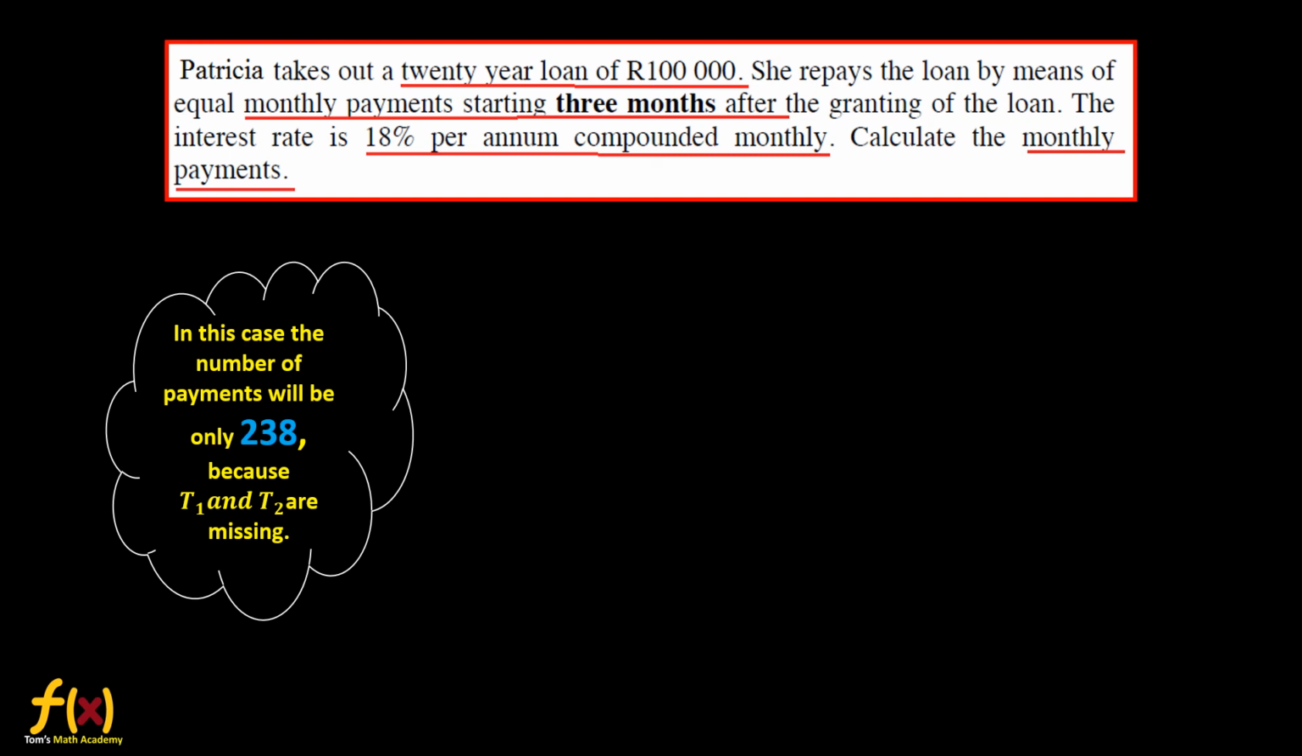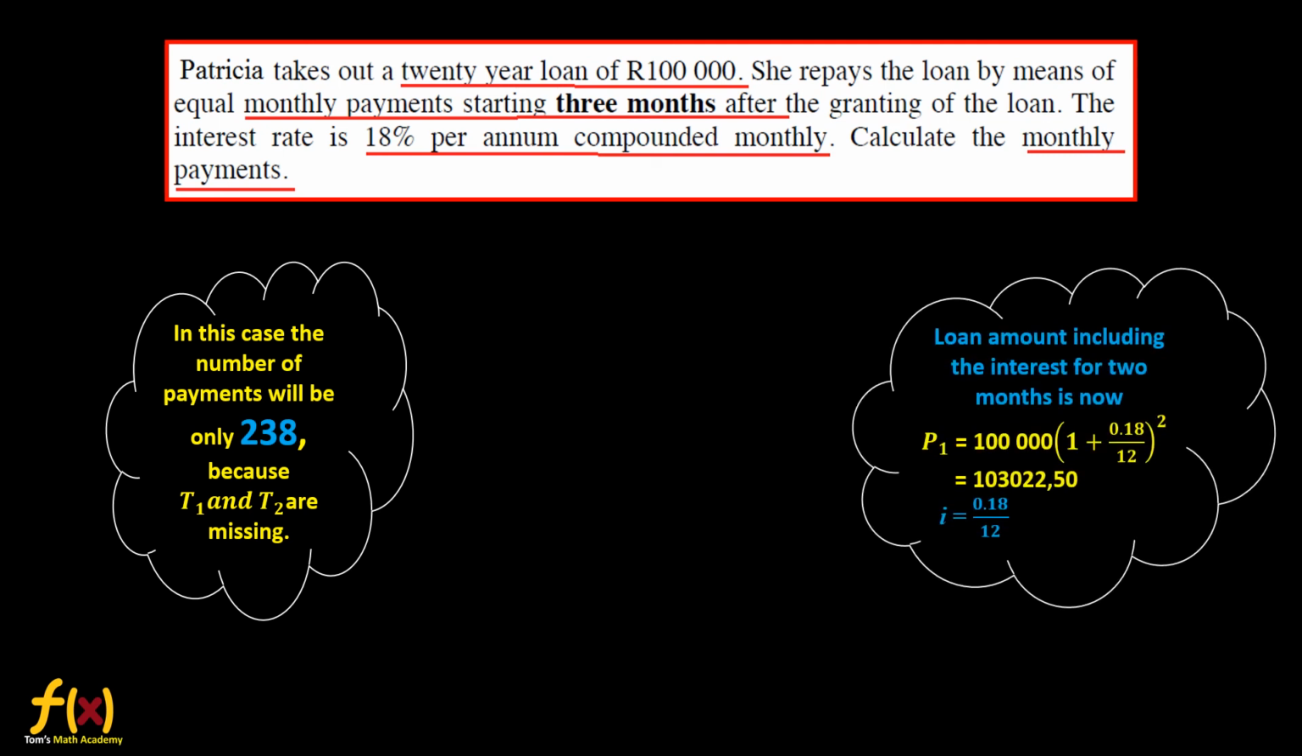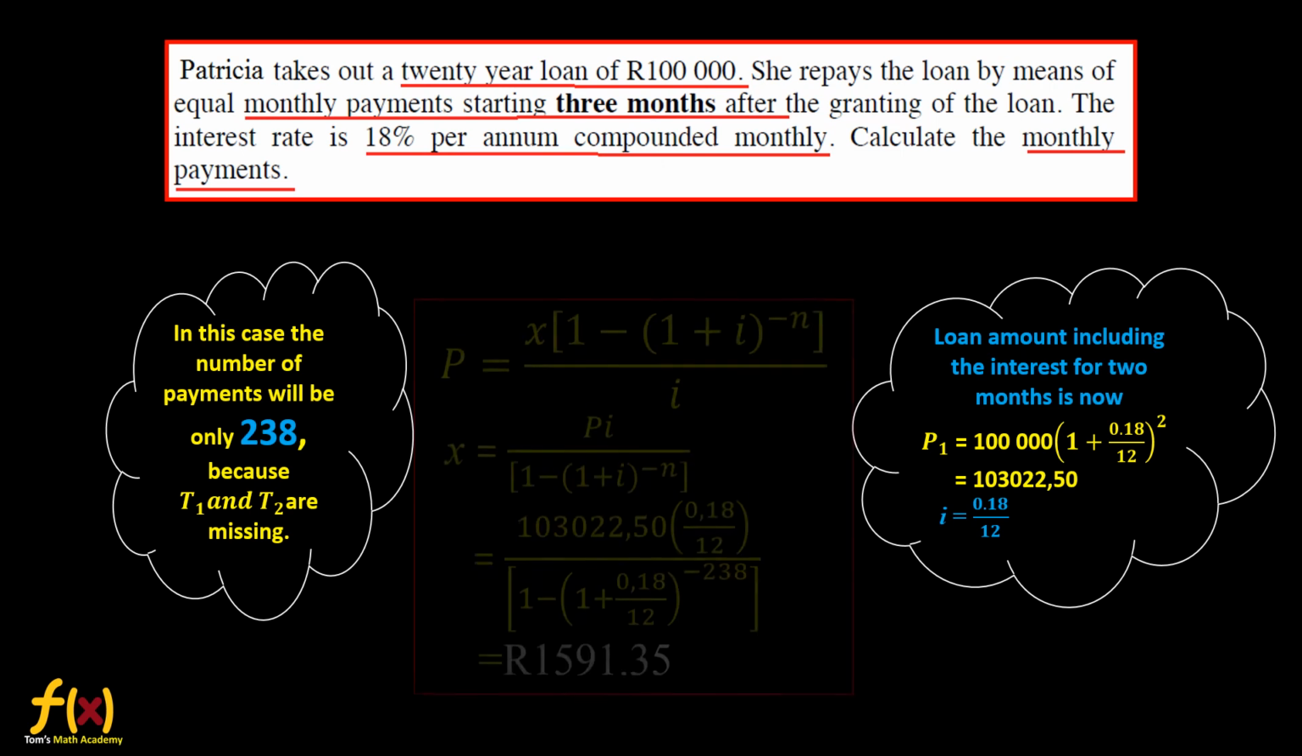So the number of payments is 238 only. That is important. And then what happens to those 2 months? She has to pay interest on the loan for 2 months extra. So we calculate the compound interest for 2 months using the formula 1 plus 0.18 over 12 to the power 12. We get 103,022, not 100,000 now. So that is the P we are going to use for this question.